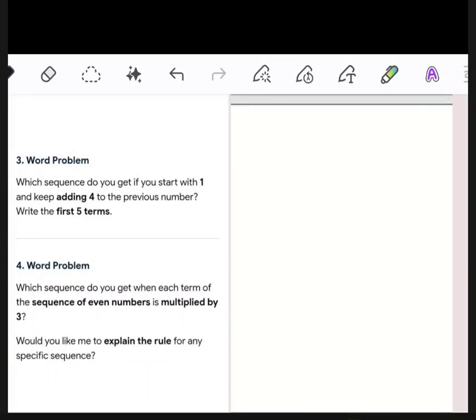Question: which sequence do you get if you start with 1 and keep adding 4 to the previous number? Write the first 5 terms. So to find the first 5 terms, start with 1 and repeatedly add 4. First start with 1, then we can add 4 to that number. 1 plus 4, that is 5.